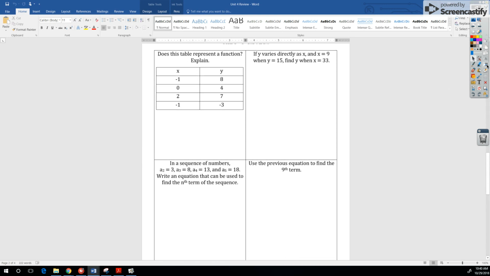Does this table represent a function? Well, we need to see if it passes the vertical line test. So -1, 8 is going to be like there. 0, 4 is going to be there. 2, 7, there. -1, -3. Oh, nope. These are lined up right on top of each other. So that's going to be a no, not a function. We have the same X with different Y's. Not a function.